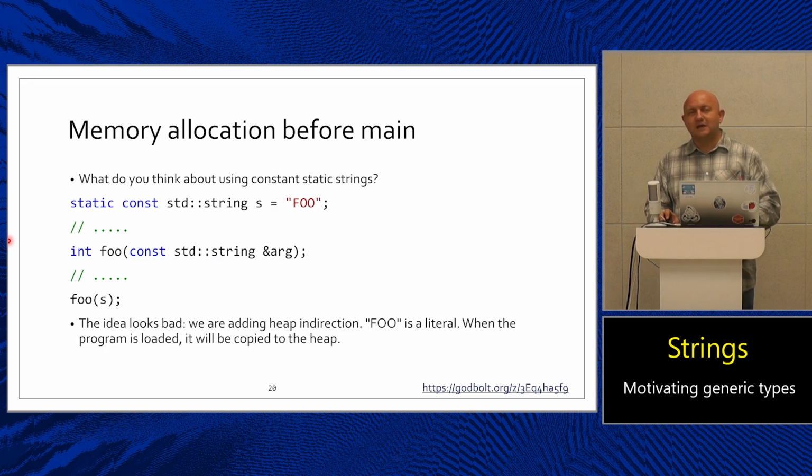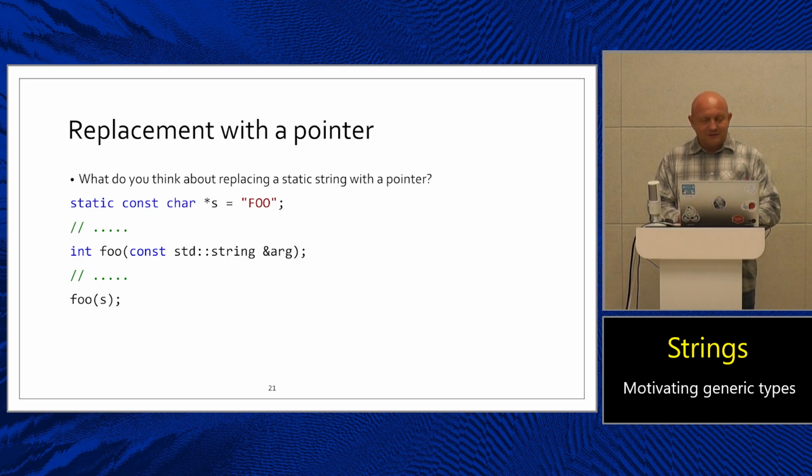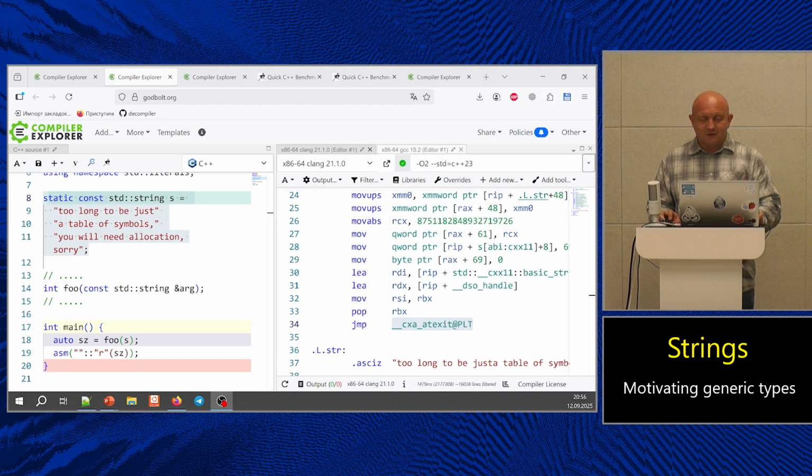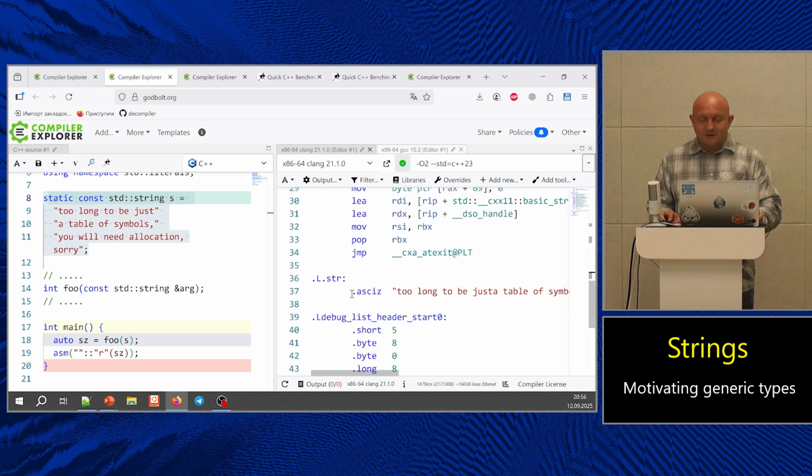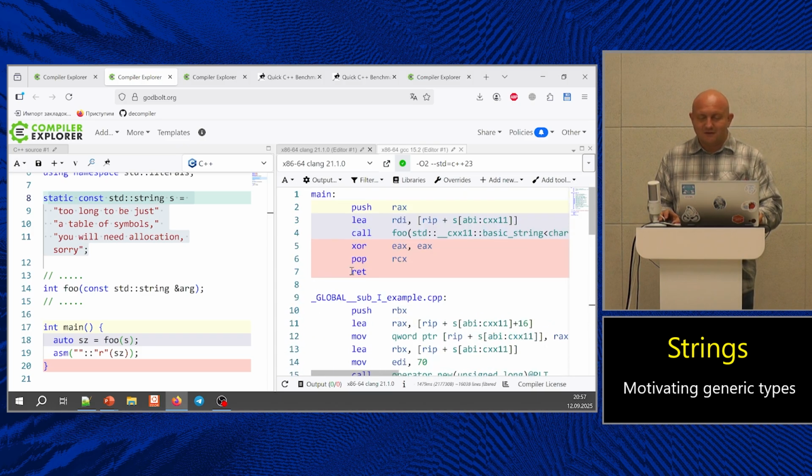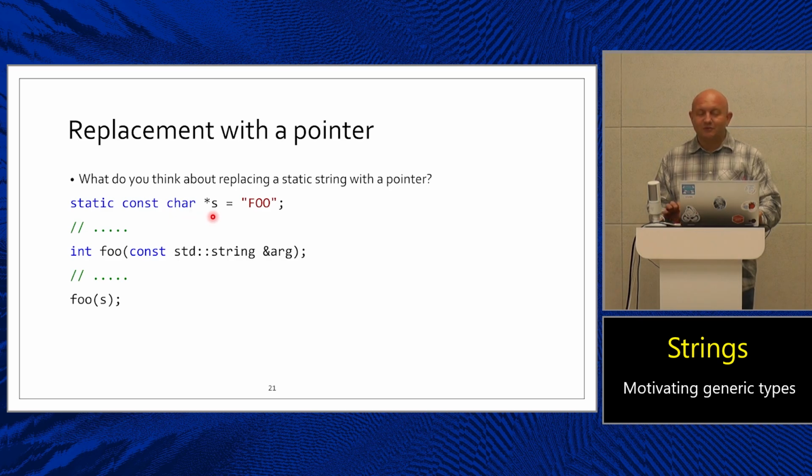Can we do something with this? I have one brilliant idea. Replace it with a pointer. Of course, the string is already here. Let me show you again. The string itself is already here as .asciz. It is, in some sense, a pointer. It is an address in your raw data section, I believe. Why not have it just be a char pointer? Is it a good idea?